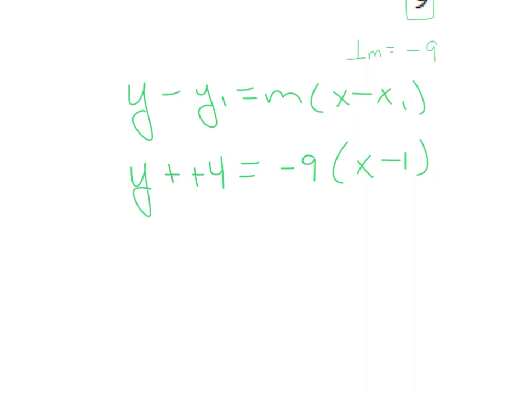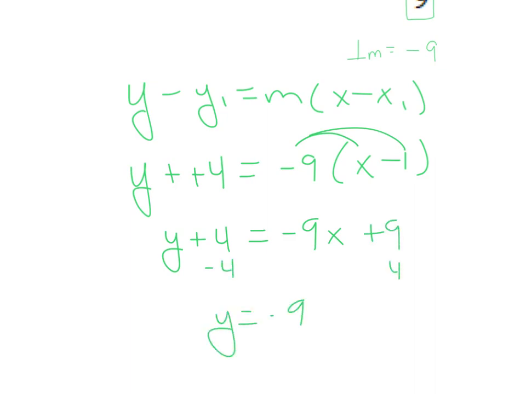So that's going to become plus. I'm going to go ahead and distribute. So I get y plus 4 equals negative 9x plus 9, and then I'm going to subtract the 4 off. So I'm going to get y equals negative 9x plus 5. And that's going to be my final answer.